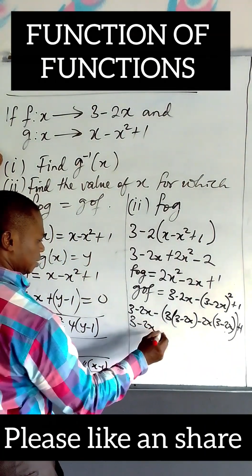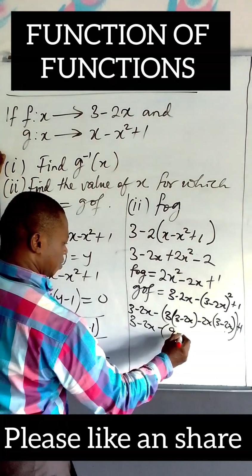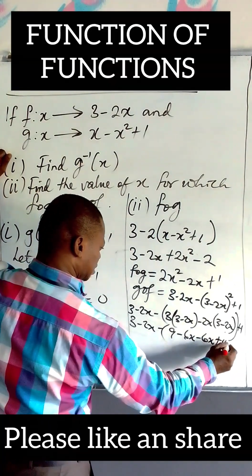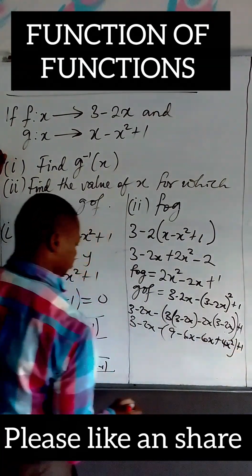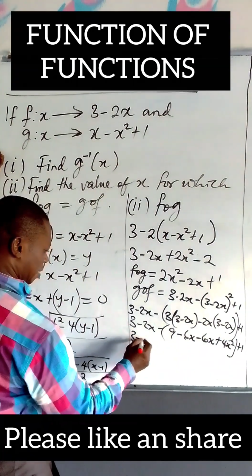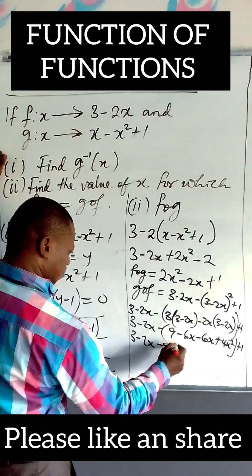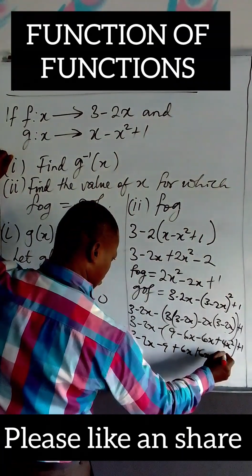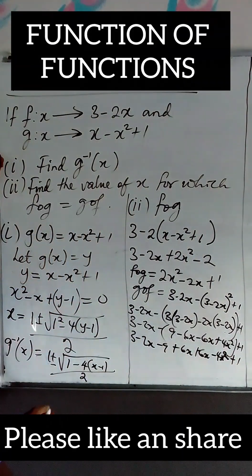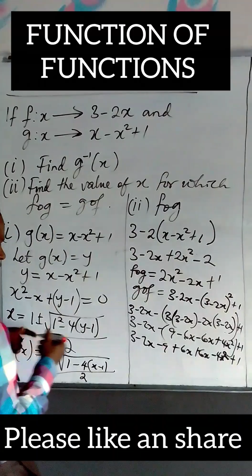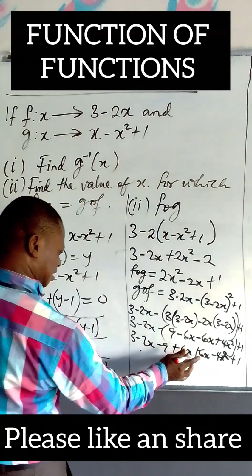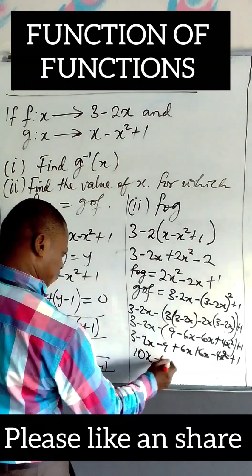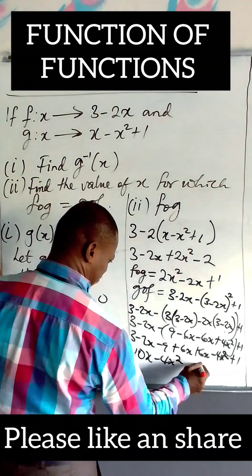3 minus 2x minus 9 minus 6x minus 6x plus 4x squared, plus 1. Open up the bracket: 3 minus 2x minus 9 plus 6x plus 6x minus 4x squared plus 1. At this point, we collect like terms. We are going to have 10x minus 4x squared minus 5.